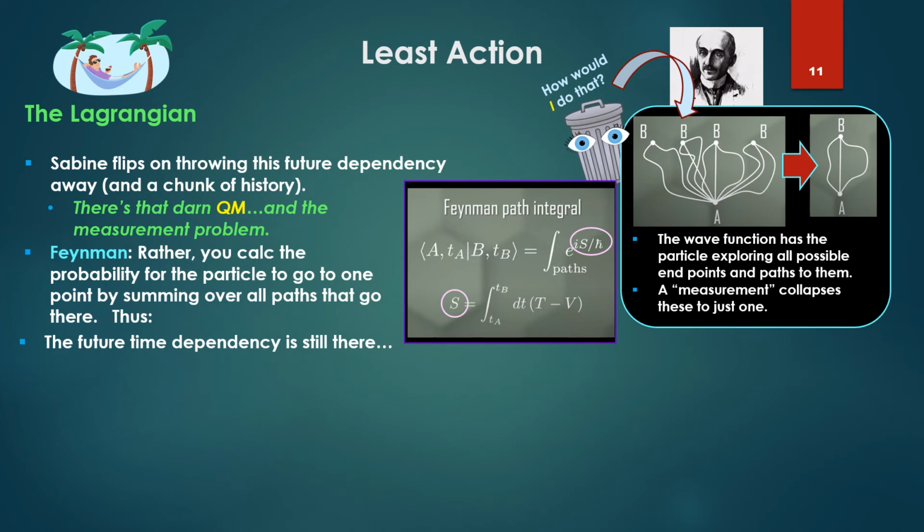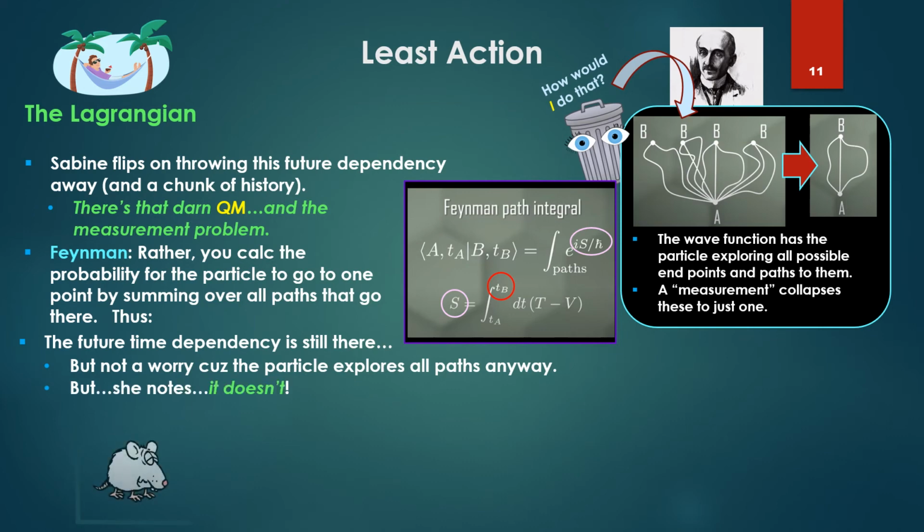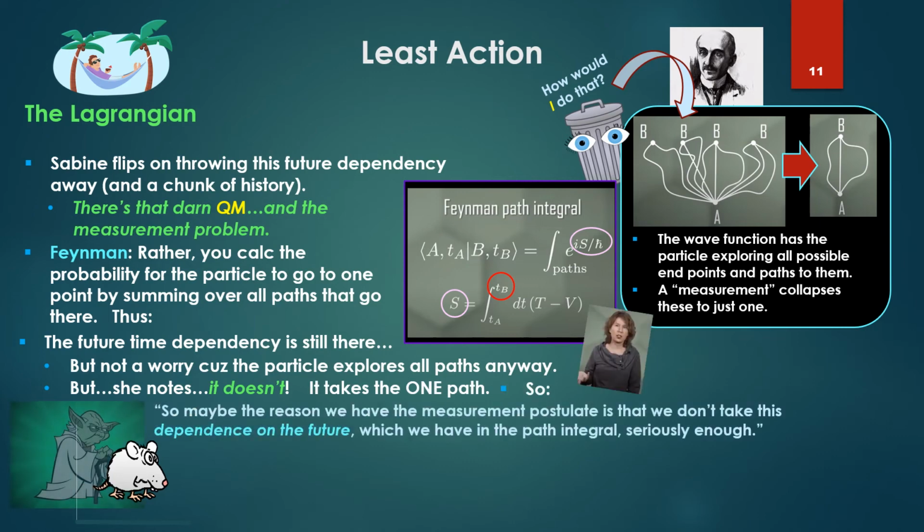The future time dependency is still there. Still got TA to TB. But not a worry, she says, because the particle explores all the paths anyway. But, she notes, it doesn't. It takes the one path. So, she says, maybe the reason we have the measurement postulate is that we don't take this dependence on the future, which we have in the path integral, seriously enough.